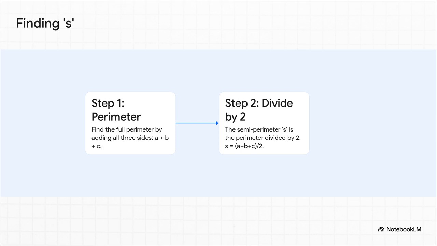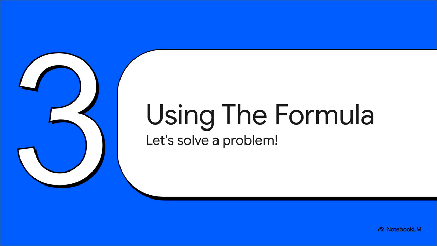It's so simple. Step 1. Find the full perimeter. You know how to do that. Just add up all three sides. a plus b plus c. And step 2? Just divide that total by 2. That's it. That's your s. Easy peasy.